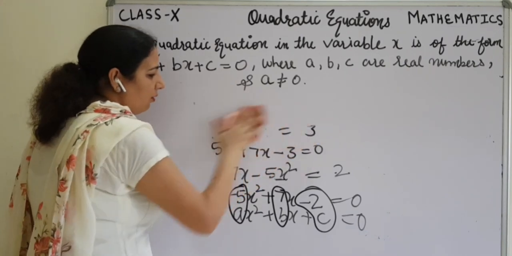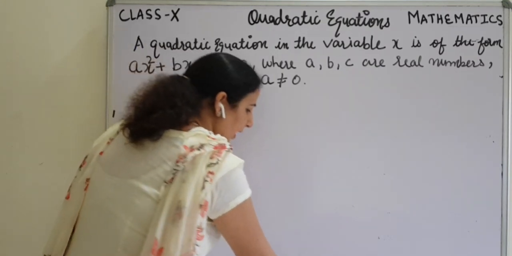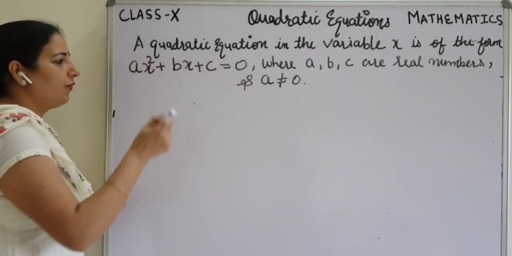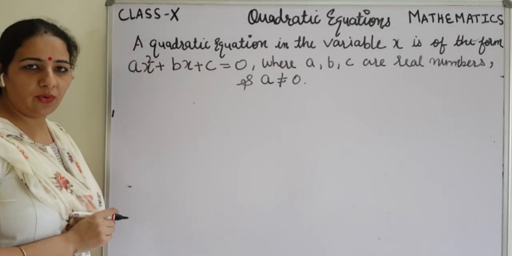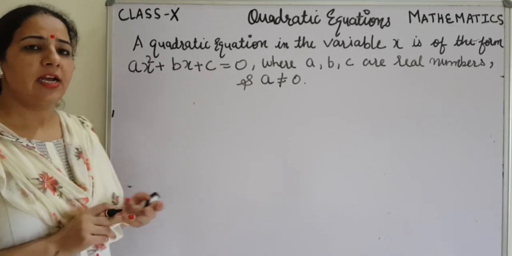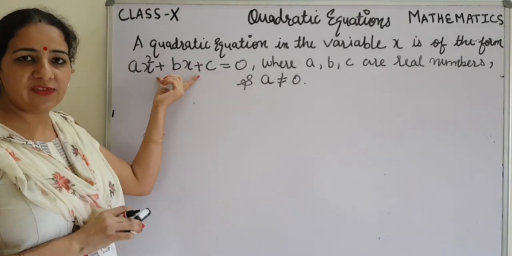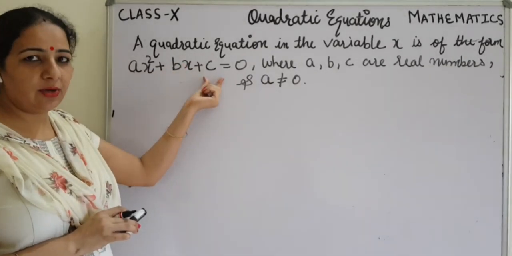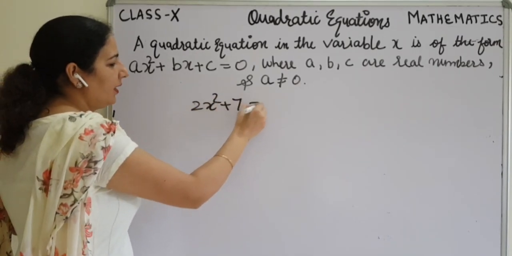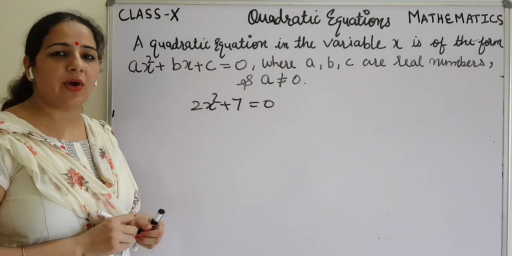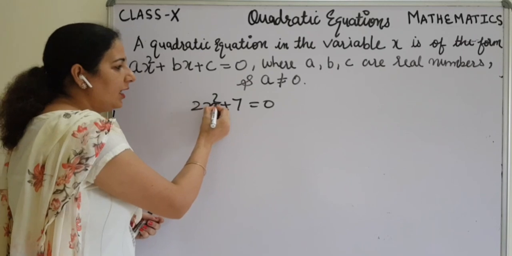So this is all about how to arrange the quadratic equation. Now, the first question of your exercise was, just check whether the given equations are quadratic or not. Quadratic or not, what does it mean? It means they should be in this form. b and c can be 0, but a should not be equal to 0. Like 2x square plus 7 equal to 0. Just tell me, is it quadratic or not? Yes, it is quadratic. Why? Because the degree is 2.